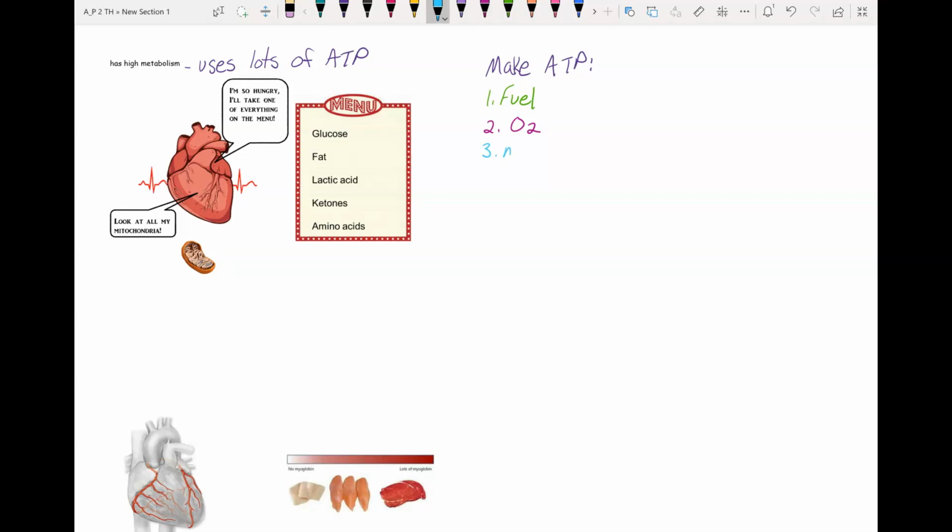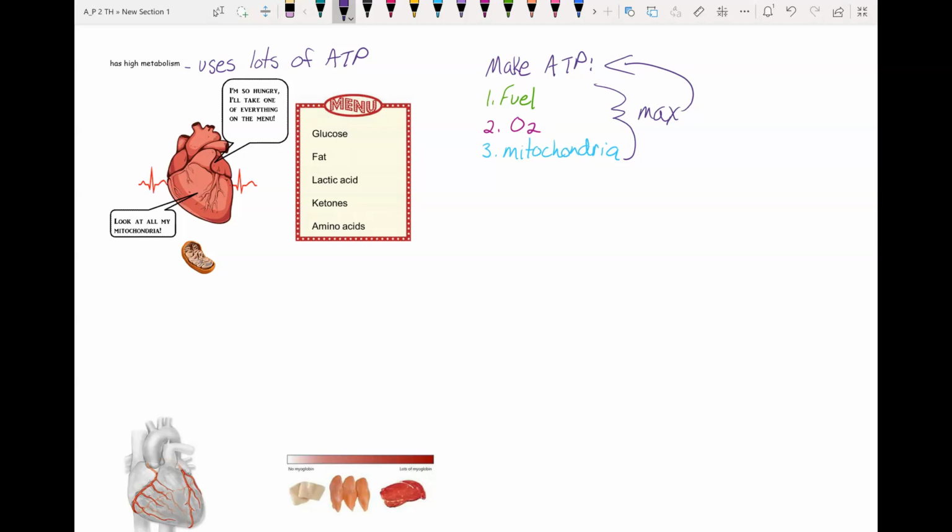The third thing you need is mitochondria. Mitochondria are the organelles where cellular respiration occurs and where the majority of ATP comes from. Remember, glycolysis occurs outside the mitochondria and gives you 2 ATP, but then once you go into the mitochondria, you get another 34 ATP. So the heart has features to maximize these. If you maximize these 3 things, then you will maximize your ATP production.